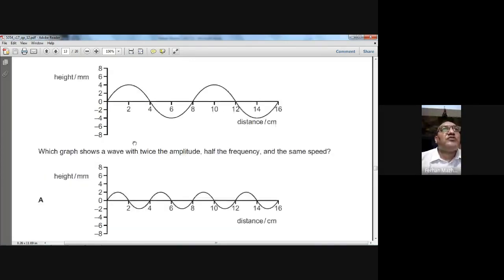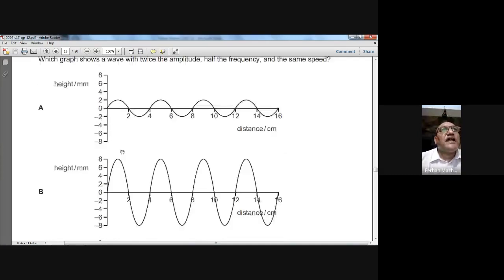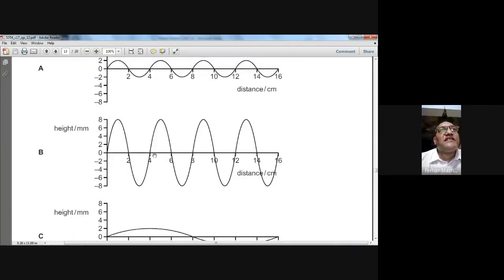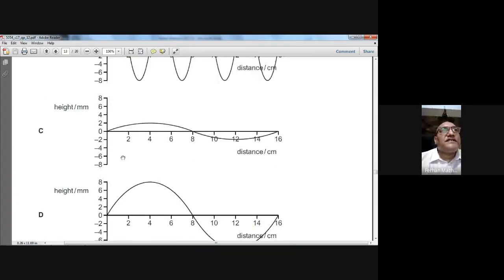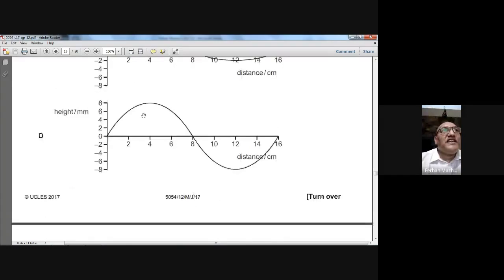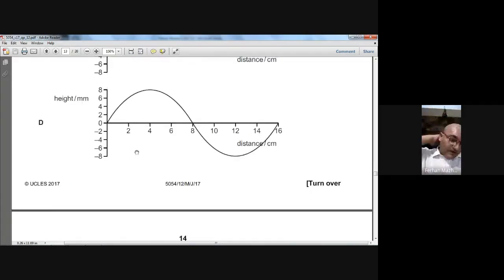This is the A option. No, the amplitude is not 8. In B, the amplitude is 8, but the wavelength is only 4. So B is not the option. In C, the wavelength has become 16, but the amplitude is not 8. So C is also wrong. In D, the amplitude is 8. Oh, it's good. And the wavelength is 16. It's the right choice. For question number 27, D is the right choice.